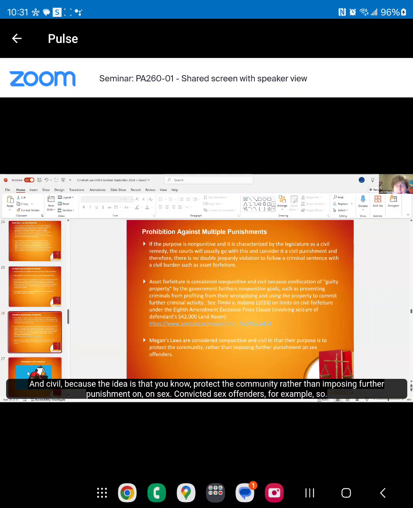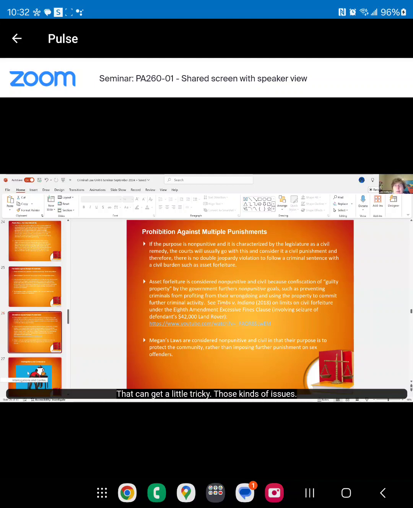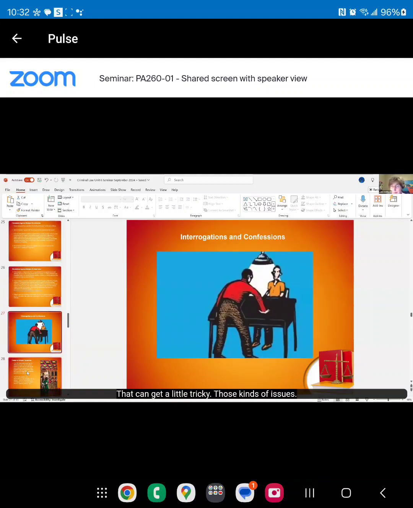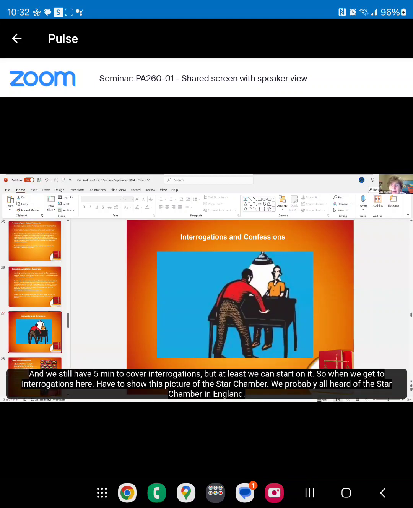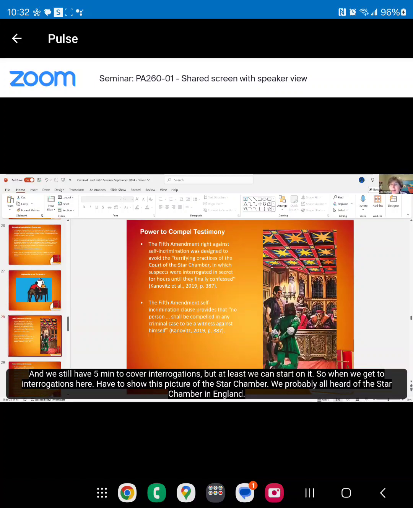So that can get a little tricky, those kinds of issues. And we still have 5 minutes to cover interrogations, but at least we can start on it. So when we get to interrogations here, I have to show this picture of the Star Chamber.